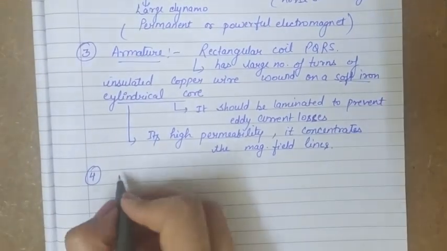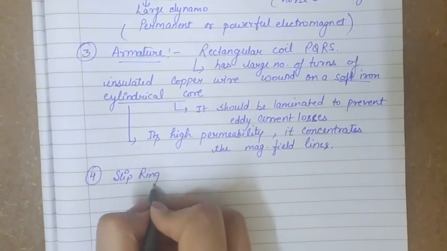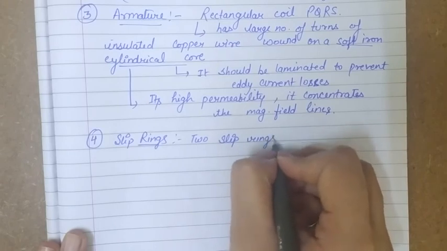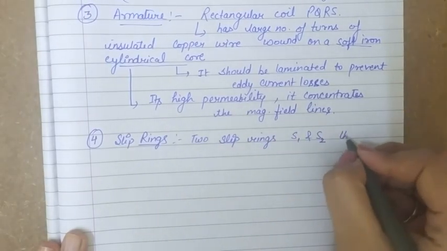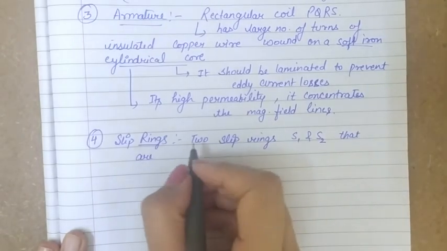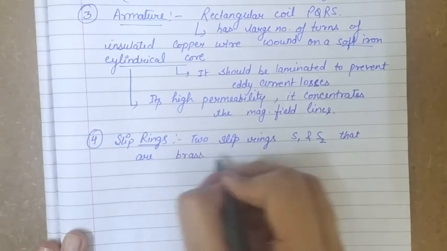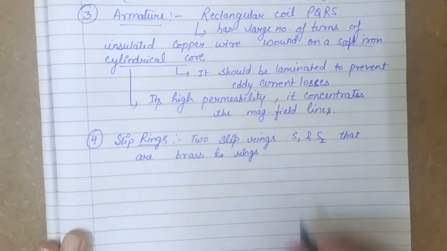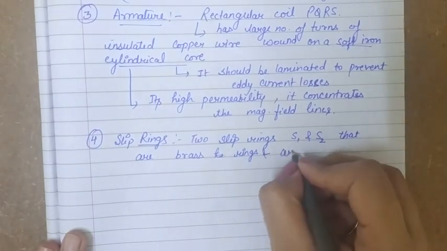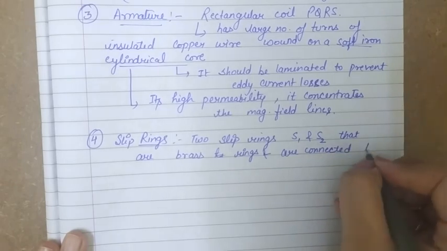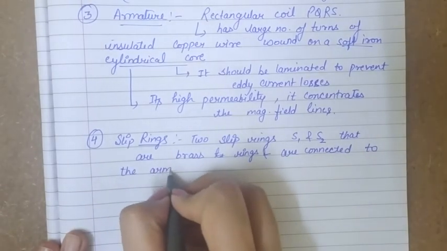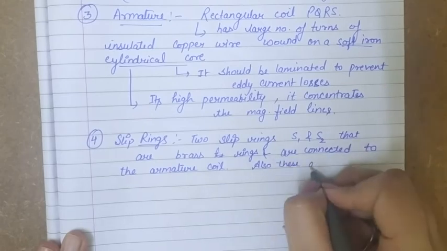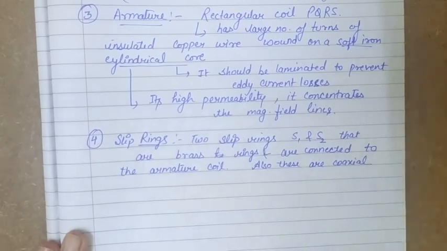After that, the important part is the slip rings. So we have two slip rings, S1 and S2, that are actually brass rings and are connected to the armature coil. Also these are coaxial.